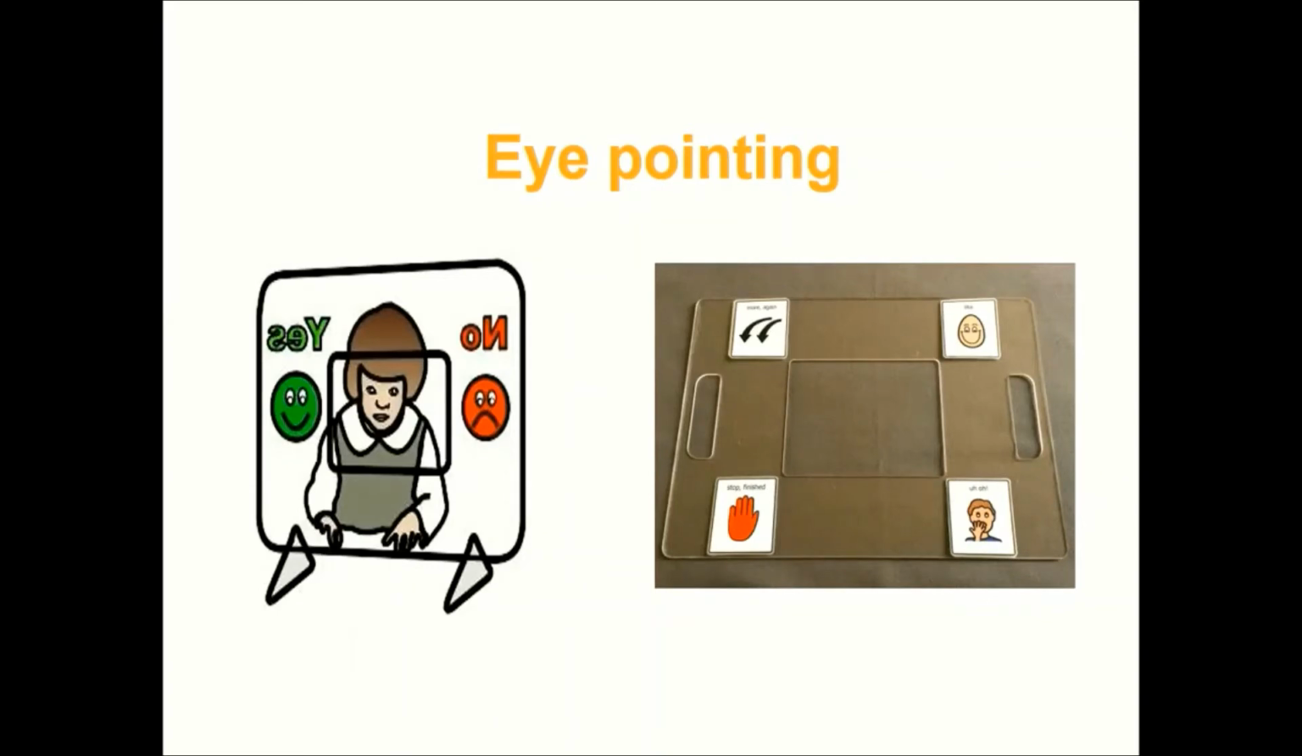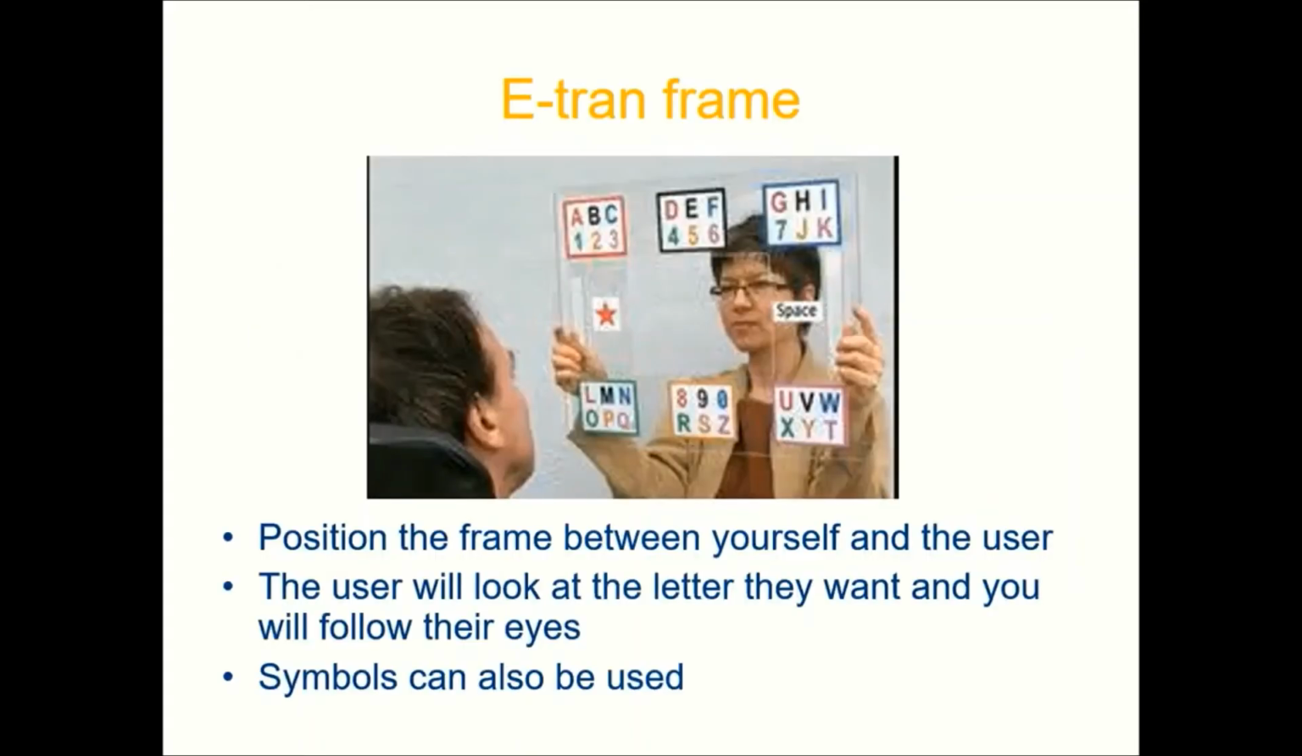So moving on to eye pointing. If someone struggles with physical movement in most of their body, but they've got reliable eye movements, they can use eye pointing to access their AAC systems. The most common and popular way to do that is to use an E-Tran frame, which is essentially a Perspex board or a frame with a hole cut in the middle. So in this picture, you can see that the board is positioned between the communication partner and the client.